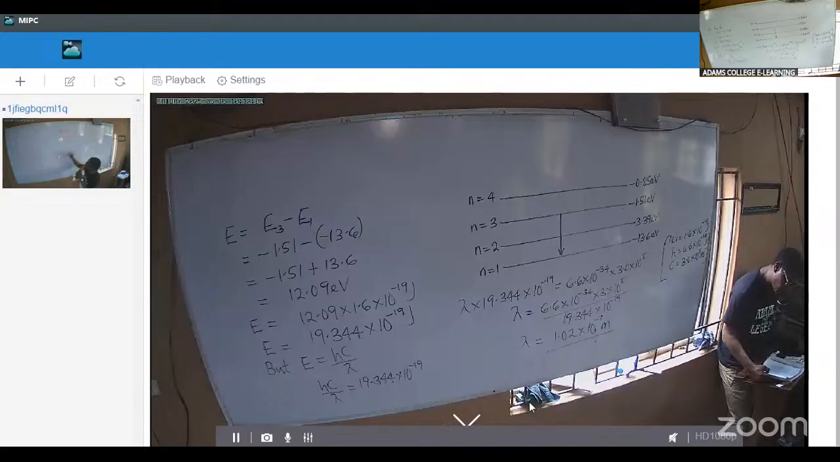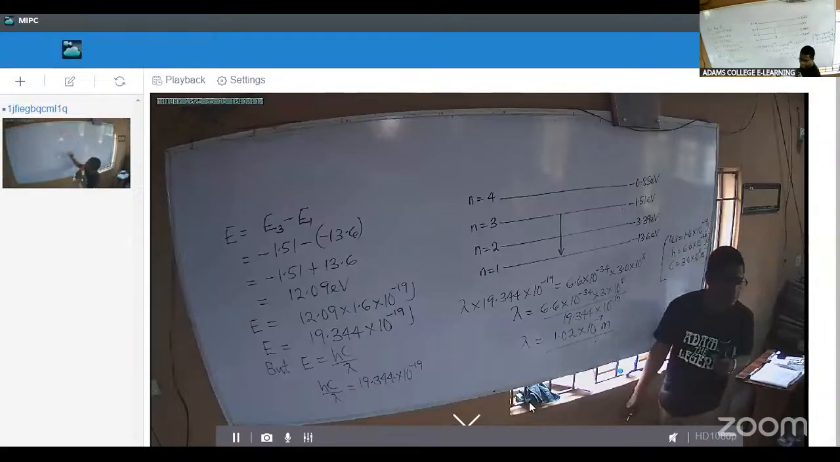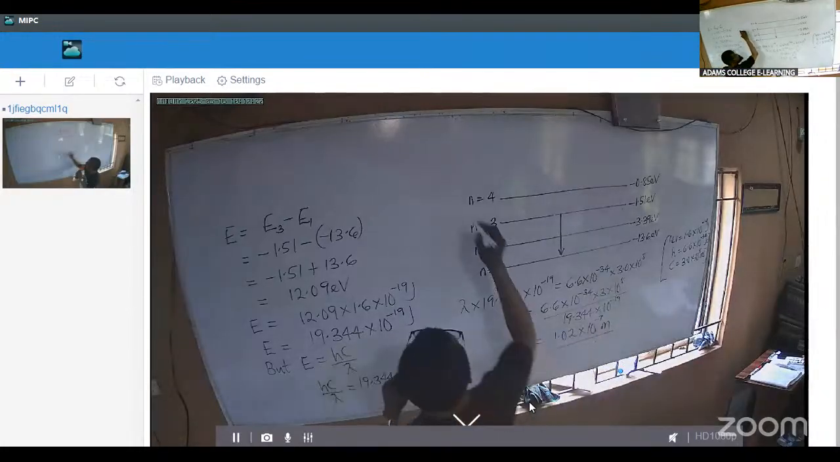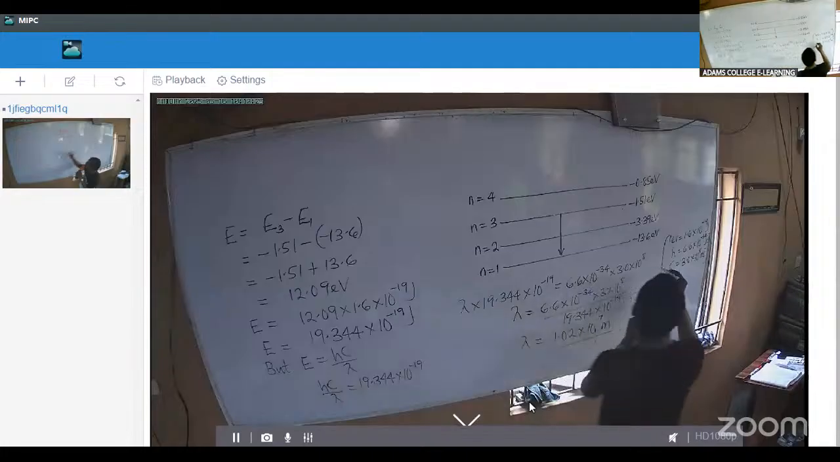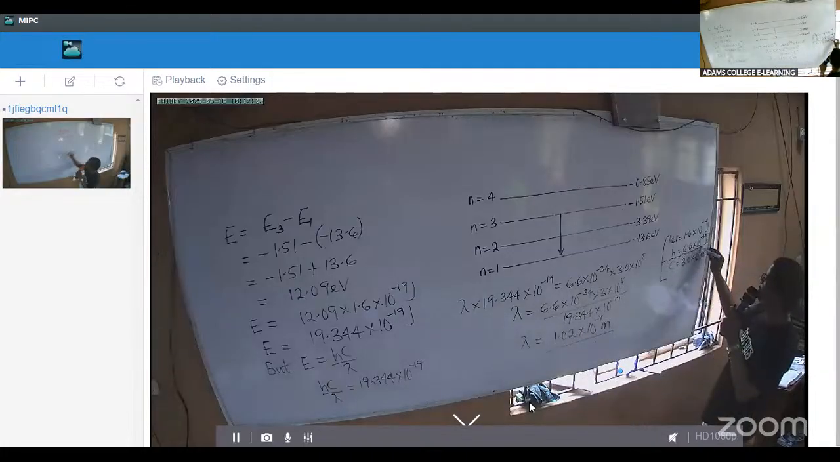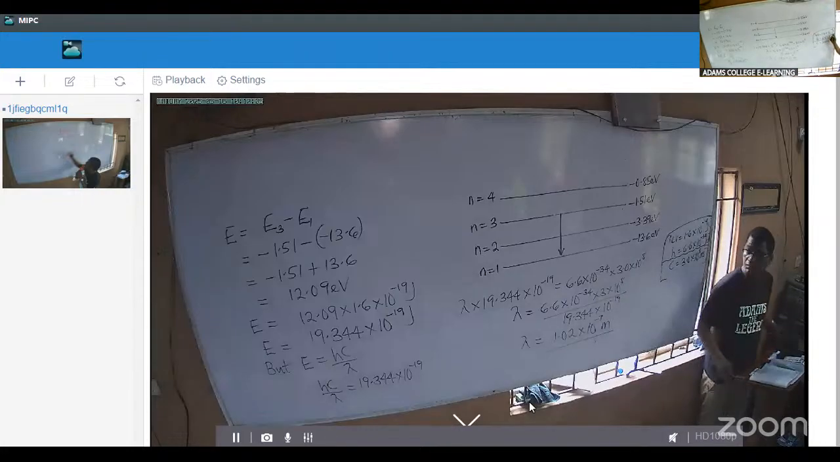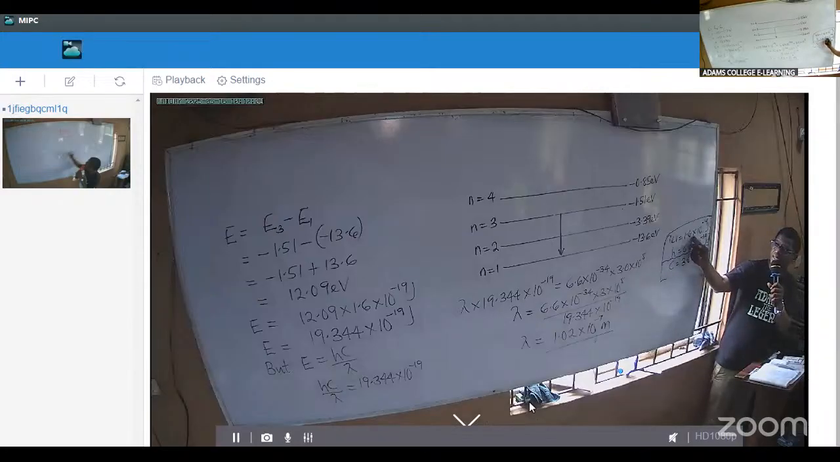Calculate the frequency of the photon. They gave us these again, so write them: 1 eV is 1.6 times 10 to the power minus 19 joules, and h is 6.6 times 10 to the power minus 34 joule seconds.